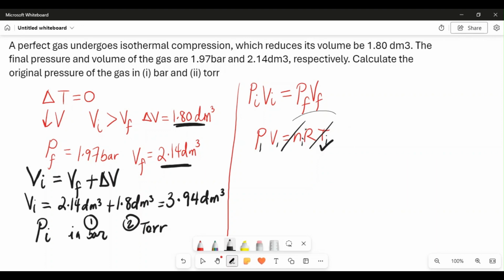The number of moles will cancel out because they did not tell us the number of moles increased or decreased, or that there was a hole in the container where the number of moles was removed. The constant is always going to be the constant. So the number of moles, the gas constant, the temperature, all are going to be the same. So you can simply remove them from the equation. So you'll be left with P initial V initial equals P final V final, which is what we have here.